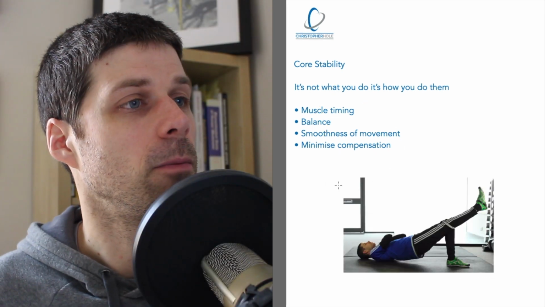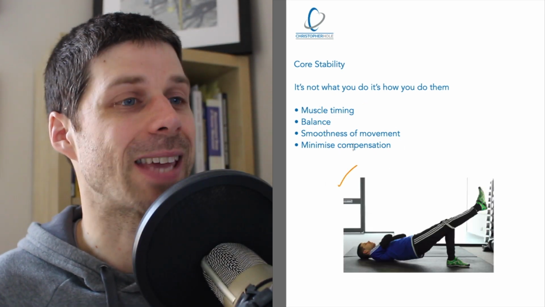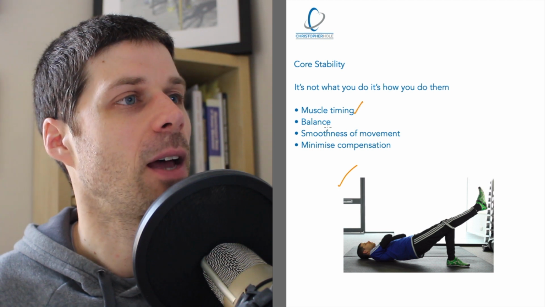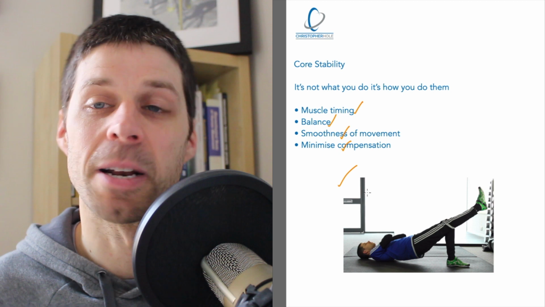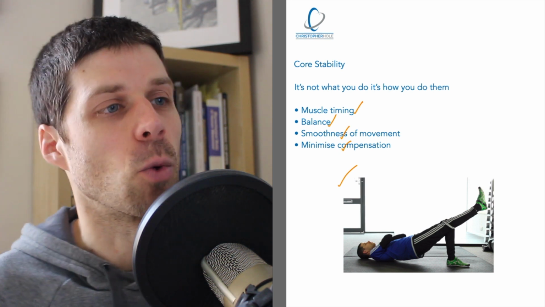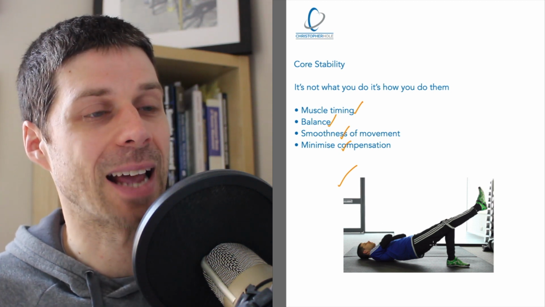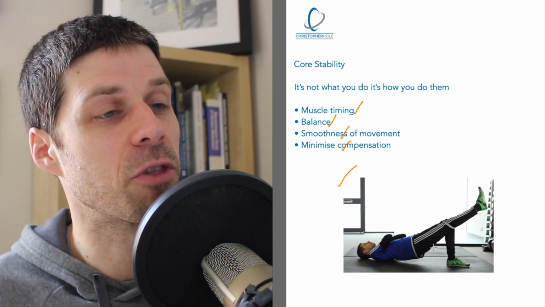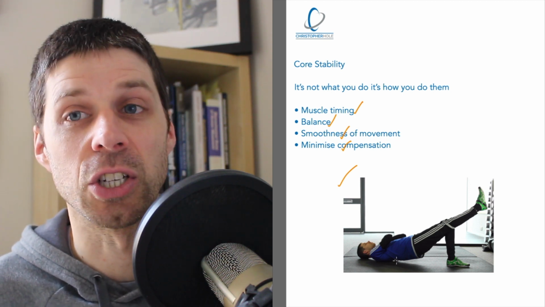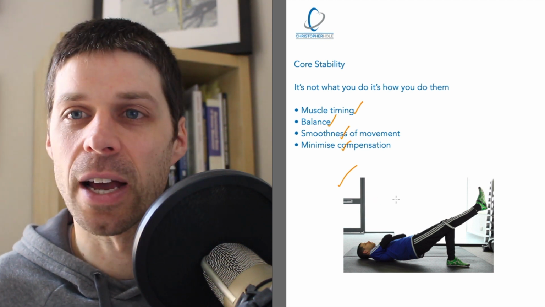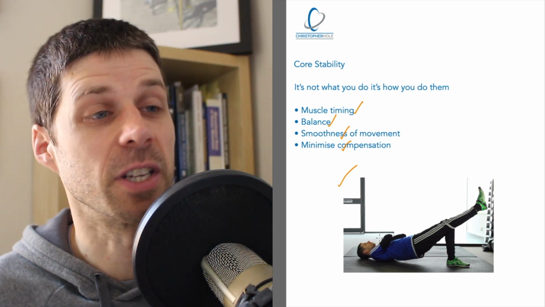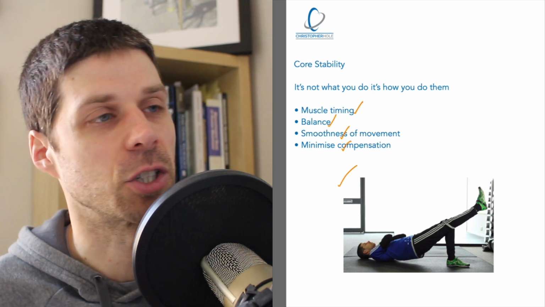The final one is just a single leg bridge. So again, we're looking at muscle timing, how well are they balanced, how smooth is the movement, and trying to minimize compensation. So what we'll do is we'll set them up in a plank, and what I should say as well, this is more the posterior musculature, whereas obviously the one before is the anterior lateral musculature. So this is posterior and lateral musculature.